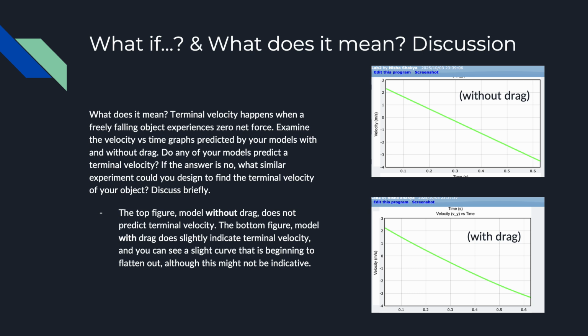Concluding with the discussion questions, what does it mean? So the answer to this question is that the top figure, the model without drag, does not predict terminal velocity. However, the bottom figure, the model with drag, does slightly indicate terminal velocity, and you can see a slight curve that is beginning to flatten out, although this might not be indicative of terminal velocity.